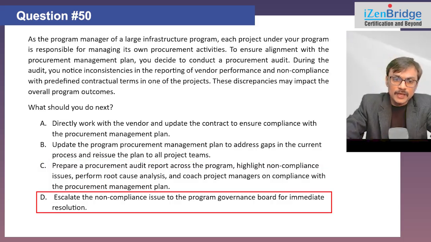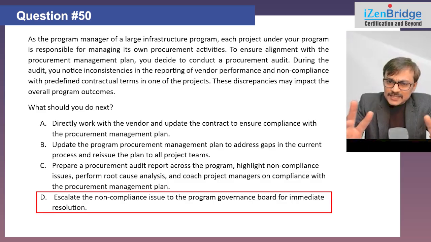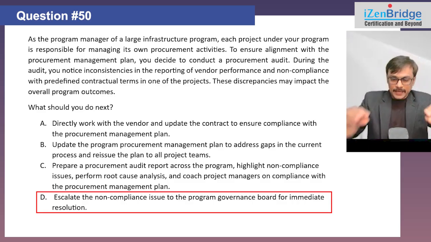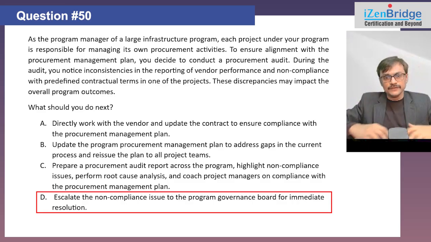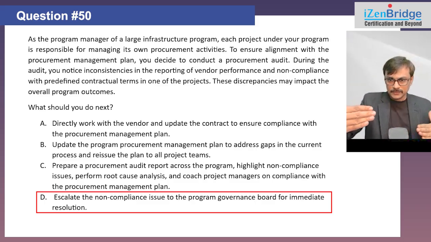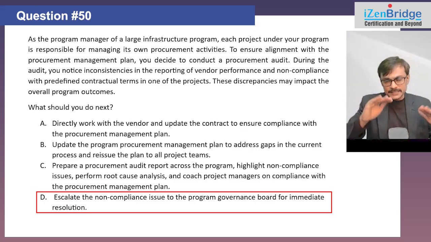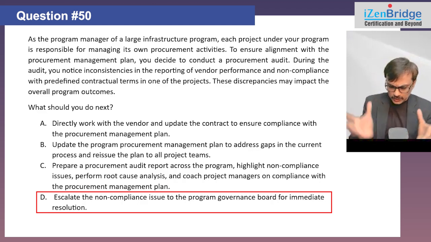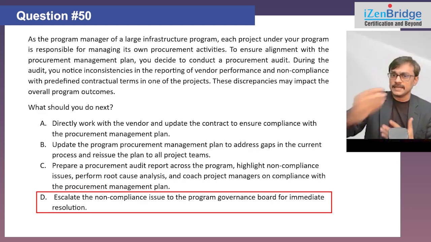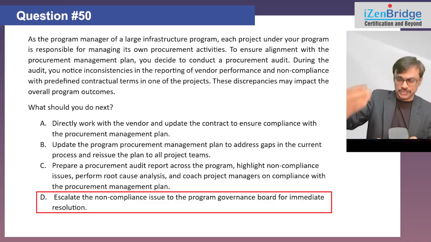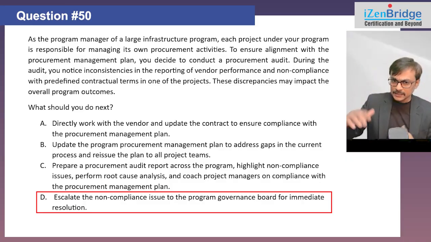Let's see option D. Escalate the non-compliance issue to the program governance board for immediate resolution. So say there is a lesson learned, and after that lesson learned, we will do analysis and we'll figure out what we do about it. Option C is saying one particular thing which I will do about it. There is a possibility after doing the audit analysis, I may think it's an escalation matter. It's a serious breach. Maybe there is an ethical breach. Then I may go there.